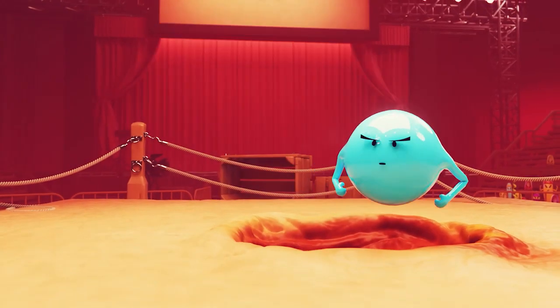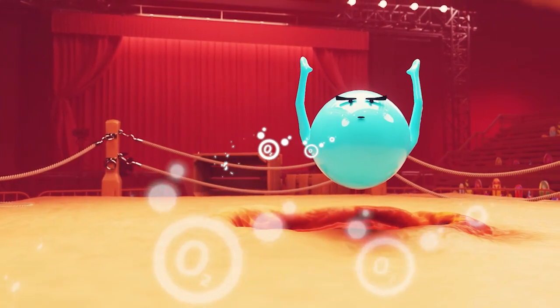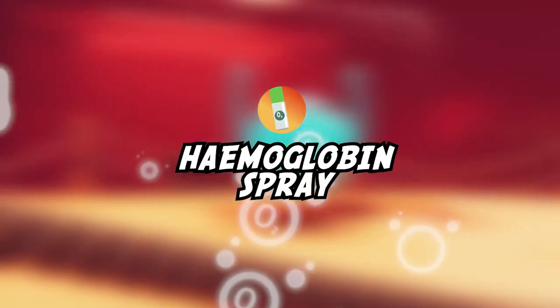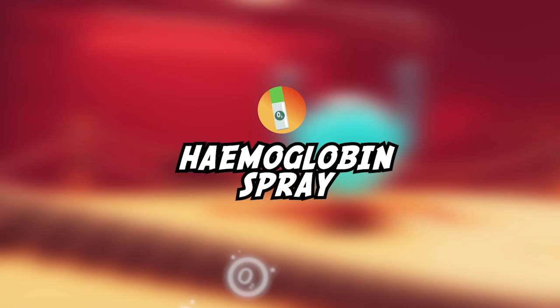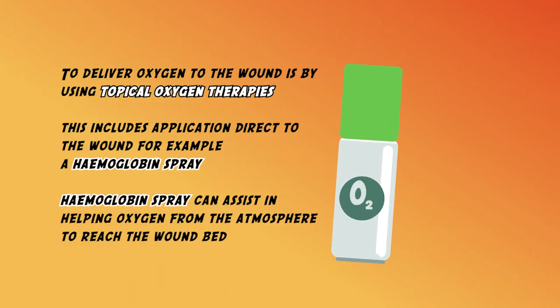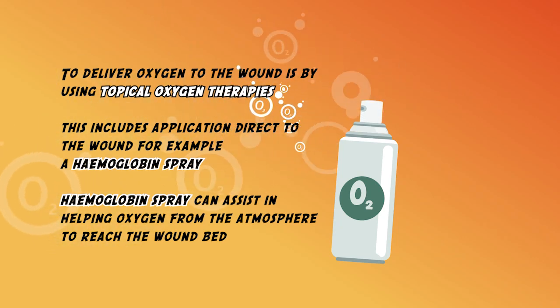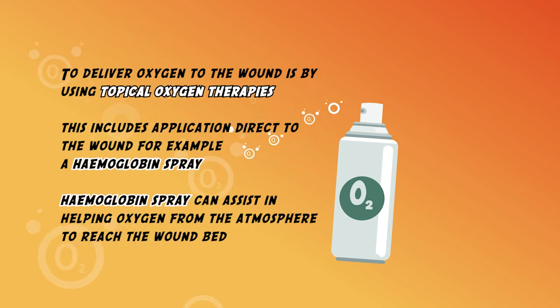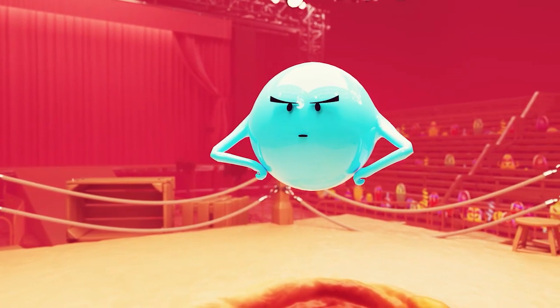The easiest way to deliver oxygen locally to the wound bed is by using topical oxygen therapies, including application direct to the wound. For example, by using a hemoglobin spray. Hemoglobin sprays can assist in helping oxygen from the atmosphere to reach the wound bed, but can also help prevent the buildup of slough, as well as reducing pain. Now that's what I call a finishing move.